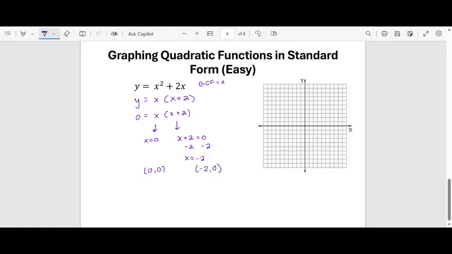So go ahead and plot your first x-intercept at negative 2, 0, the next one at 0, 0. Of course, since they're 2 away from each other, we can go 1 square away to get to the center. Our axis of symmetry will be at x equals negative 1. Now again, we don't have a coefficient here, so when you don't have any coefficient listed, you can just use your 2 columns.